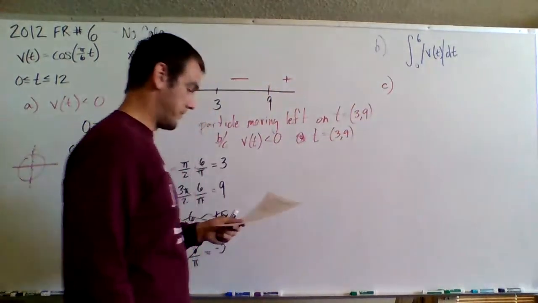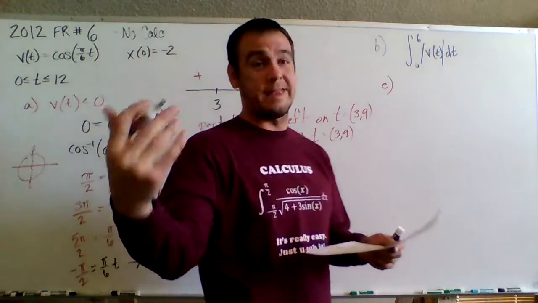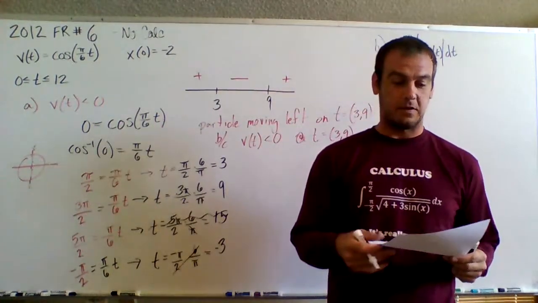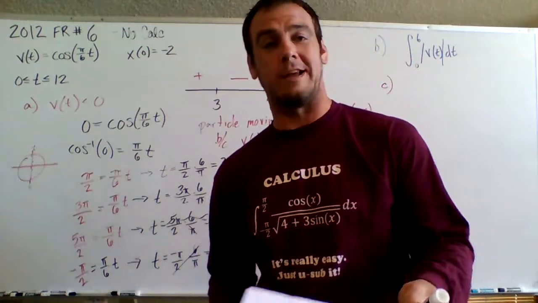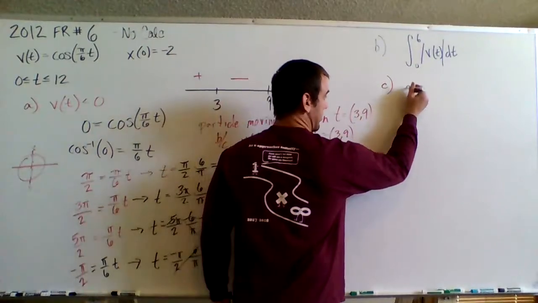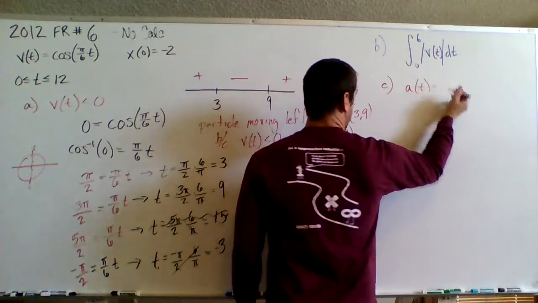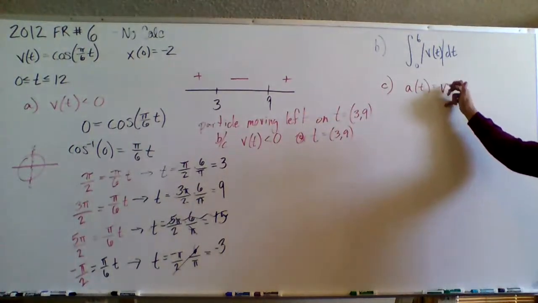Part C. Find the acceleration of the particle at time t. Is the speed of the particle increasing, decreasing, or neither at time t equals 4? Explain your reasoning. So we first need to find acceleration. Well, a of t, understand, is just going to be the derivative of velocity. So make sure you say that.